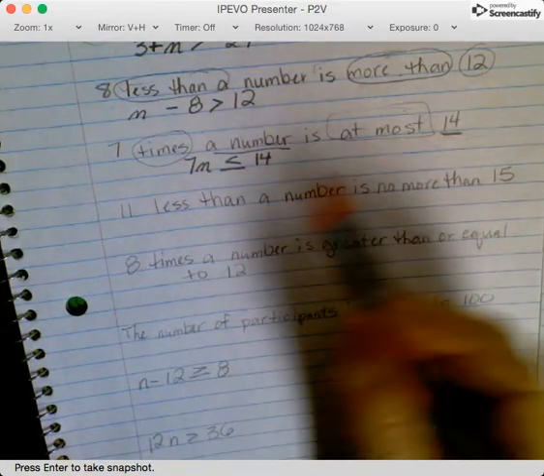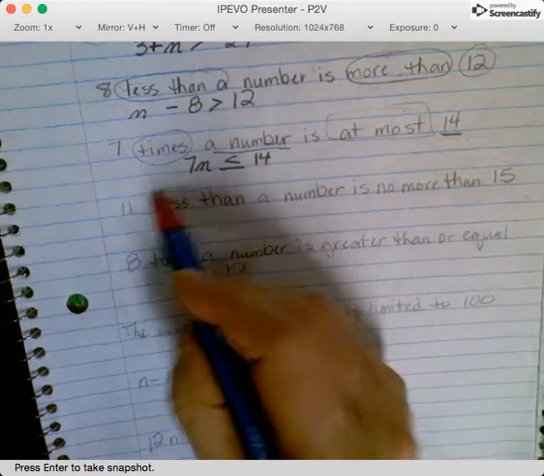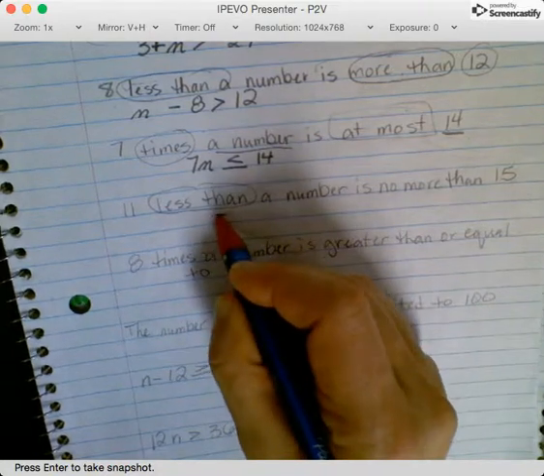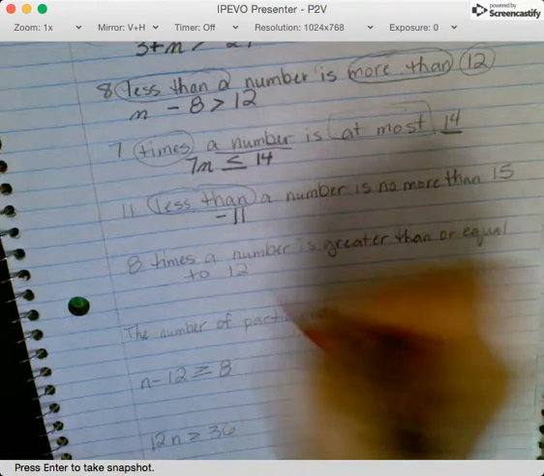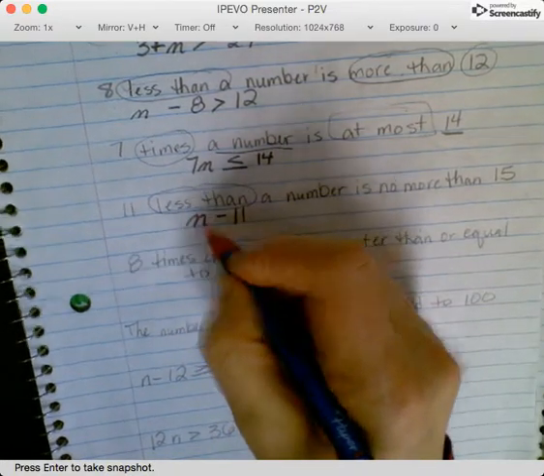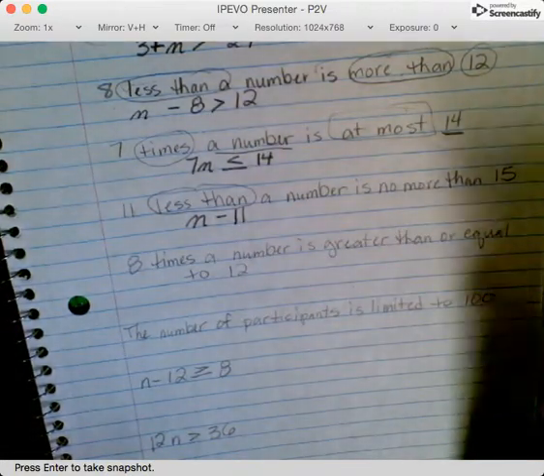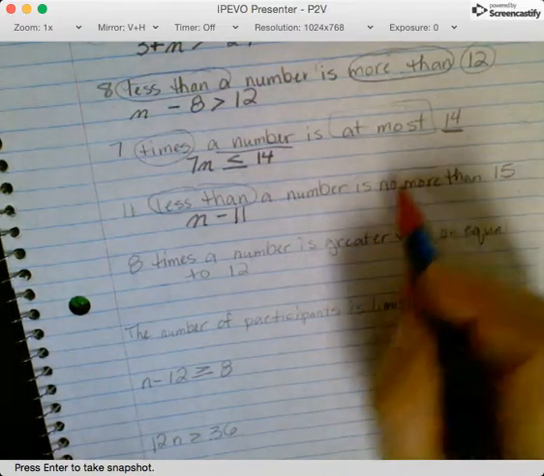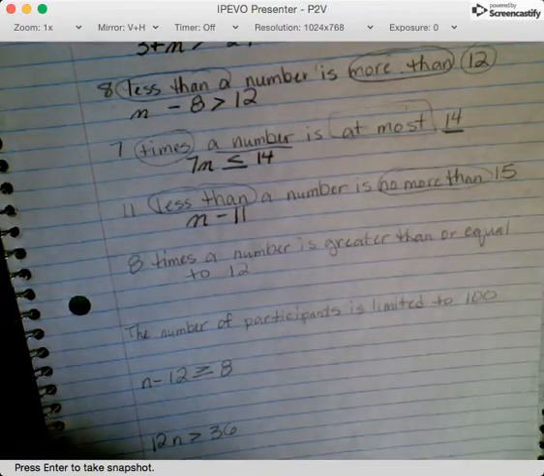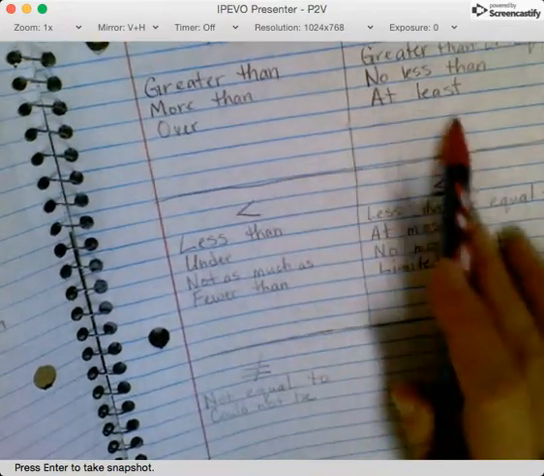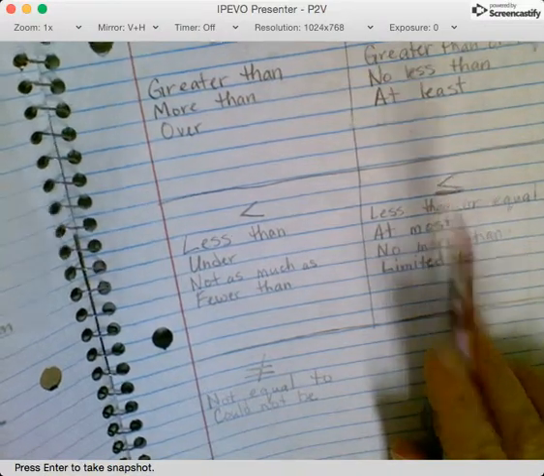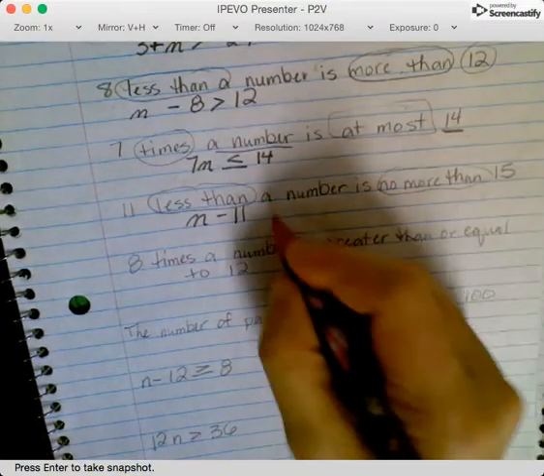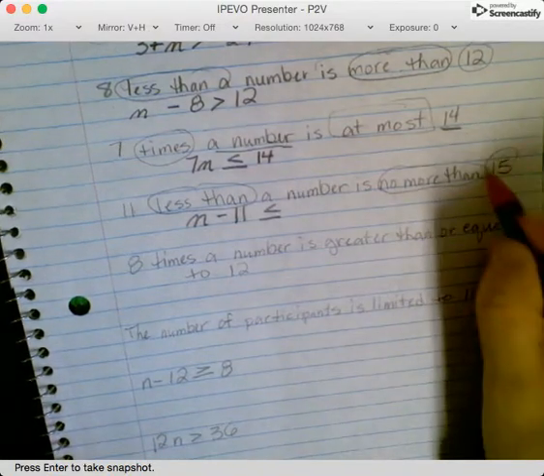Let's look at the next one. 11 less than a number. Remember, when it's less than, it's subtraction, but my number here goes second because it's 11 less than. And then I'm just going to use n instead of other variables. Is no more than. So I'm going to look at my little key over here. No more than is right here. So that one is another one that is less than or equal to. And then my number is 15.